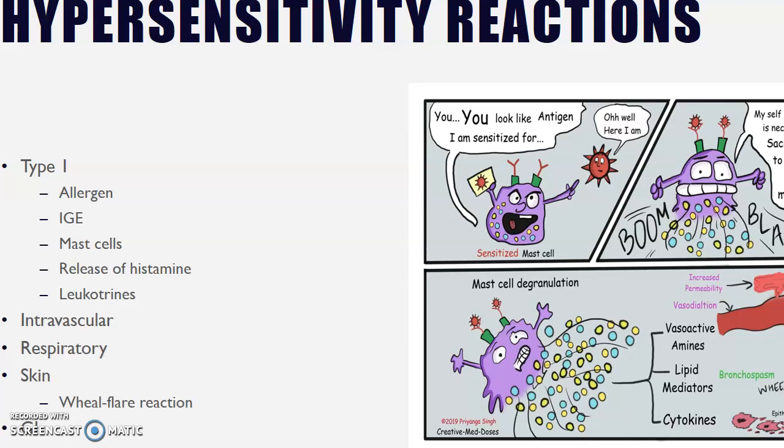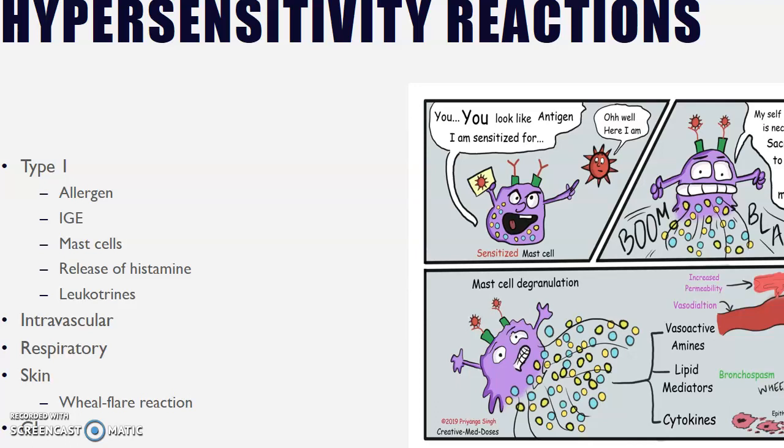And so the first one is our type 1. This is where the person comes in contact with the allergen, and they have IgE released. And IgE, if you remember from the last video, is the allergic response. It's protection. So when we get that allergen, we're going to have the release of the mast cells. And the mast cells are what produce histamine.